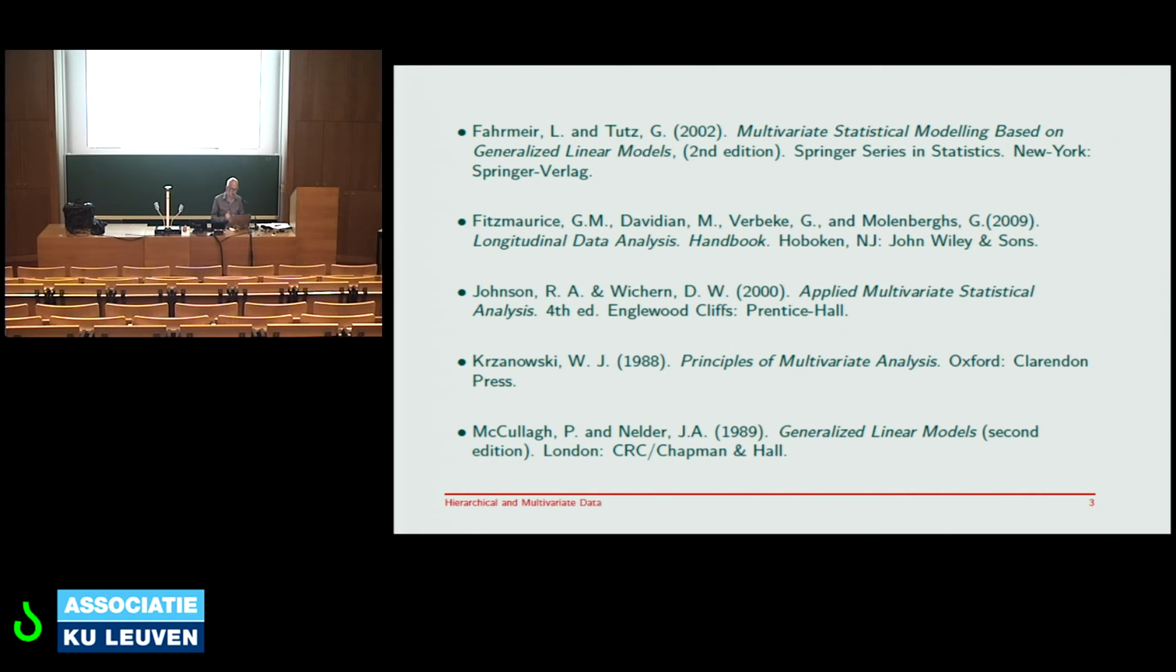Fitzmaurice, Davidian, Verbeke and Molenberghs is a book about longitudinal data, but it's not a gentle introduction. It is 2009, the state of the art of 2009. So the authors and a number of chapter authors they invited wrote a piece. They wrote about their specialty, what was the state of the art, and what was important in the thinking at that time. And then McCullagh and Nelder is a foundational book.